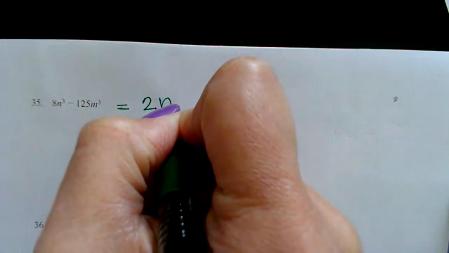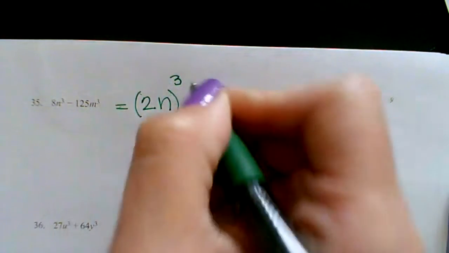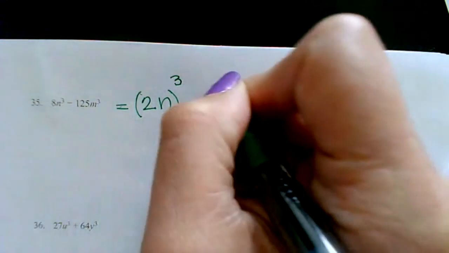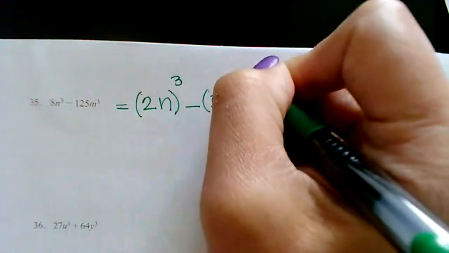33, 35. Let's do 35. 35, we have just like the one that we did there. So this is 2n to the what? To the third power. And this is 5m to the what? To the third power.